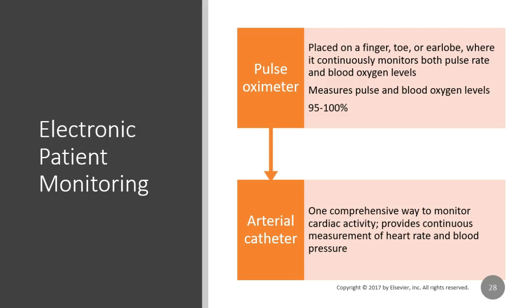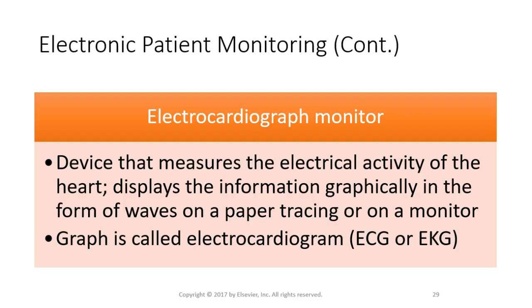So it measures pulse and oxygen levels. The range for your oxygen level is 95 to 100%. If the patient drops below 95%, you need to see about putting the patient on supplemental oxygen. An arterial catheter is a comprehensive way to monitor cardiac activity. It provides continuous measurement of heart rate and blood pressure at the same time. You need to be careful with these patients and not bend their legs.